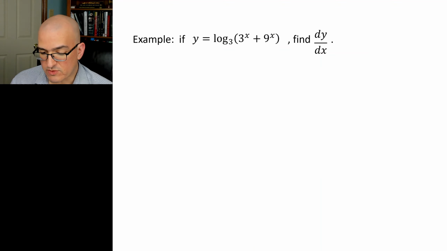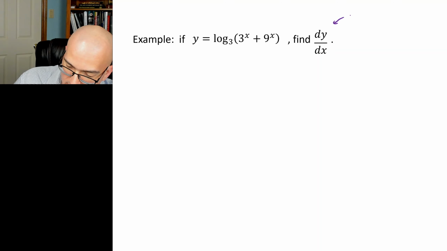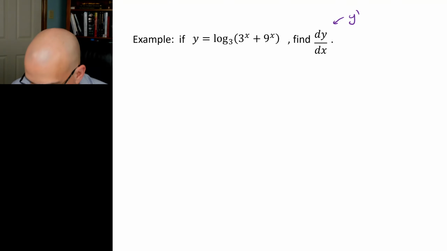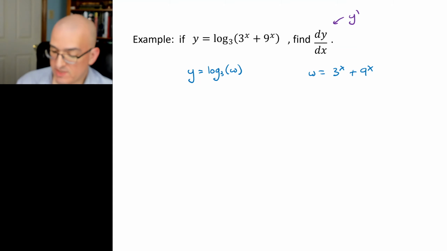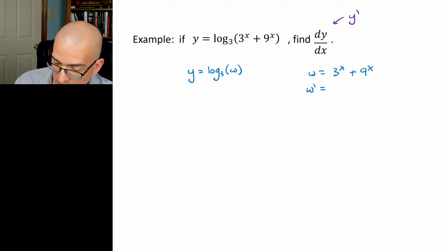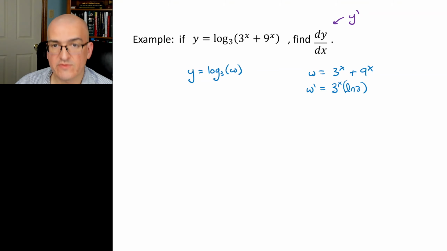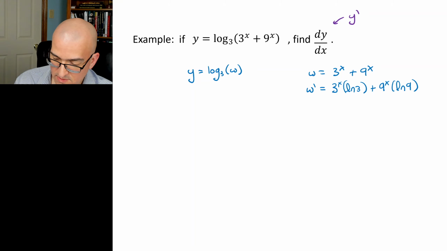Here we have y is equal to log base 3 of 3 to the x plus 9 to the x, and we're asking for y prime. Before taking the derivative, I'm going to rewrite the expression. Y is equal to log base 3 of w, where w is equal to 3 to the x plus 9 to the x. When we take the derivative, we're going to need w prime, so I'm going to get it right now. W prime is equal to, the derivative of 3 to the x is 3 to the x times the ln of 3. It's an exponential function, so you have to use a special rule for taking derivatives of exponential functions. Derivative of 9 to the x is 9 to the x times the ln of 9. So, same idea.